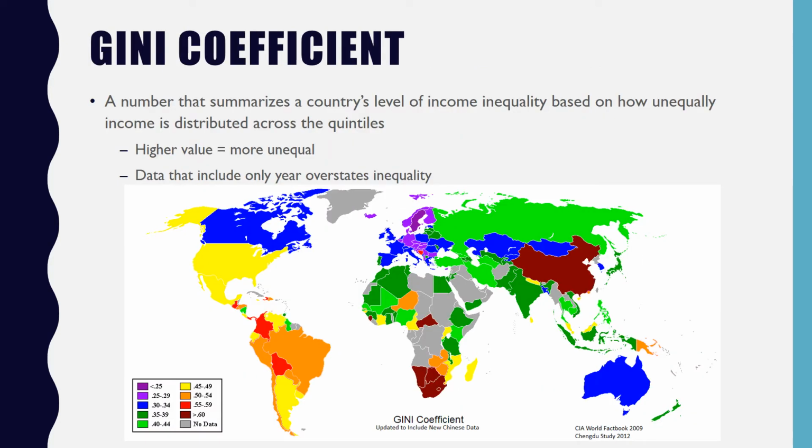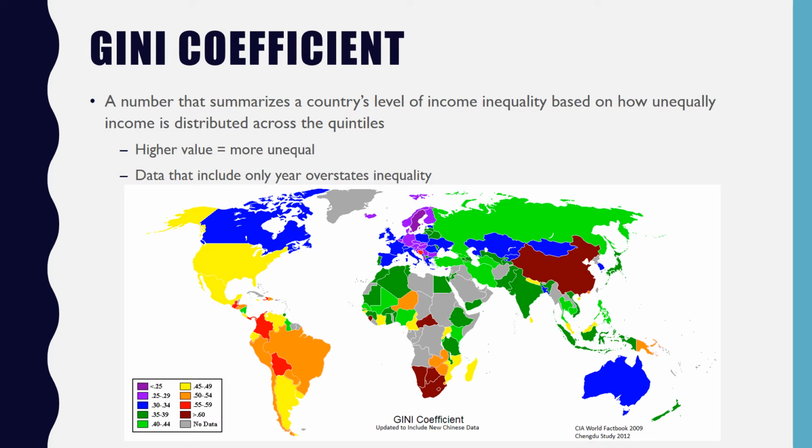All right, we have this term Gini coefficient, and this is an important number. It's a number that oftentimes people who look at income inequality will tout. What it is, is a number that summarizes a country's level of income inequality based on how unequally income is distributed across the quintiles.